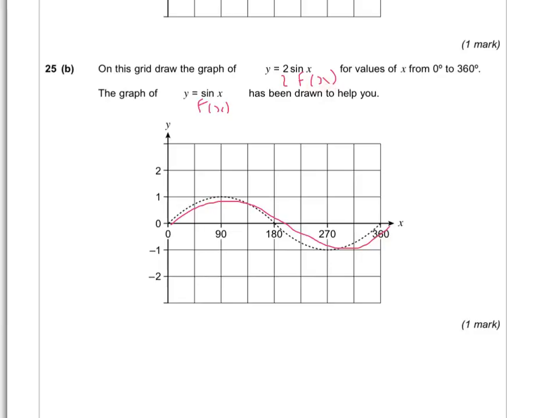If I plug in 90 to this, I still get out 1, and then I double it. So this point here moves up to here. So it looks a bit like it was the same question as before. Let's investigate this point though.